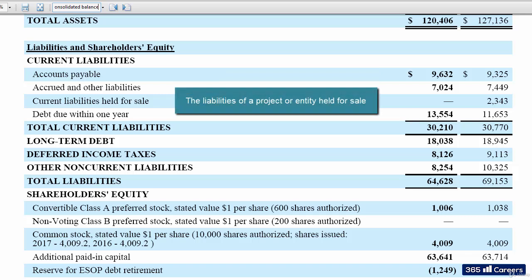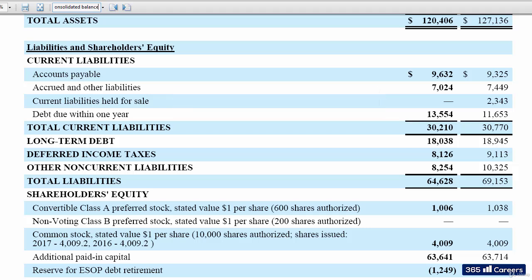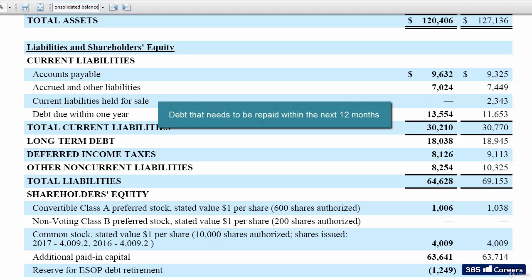Liabilities held for sale is a very unusual item. These are liabilities of a project or an entity that was held for sale. If P&G intends to sell one of its subsidiaries or projects, it adds these liabilities here. And finally, the current portion of debt is also shown among current liabilities. These are the borrowings the company must repay within the next 12 months.